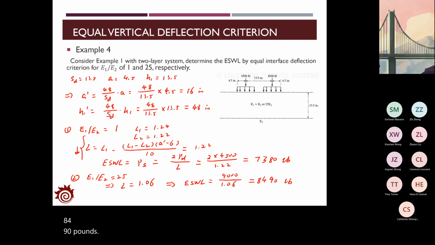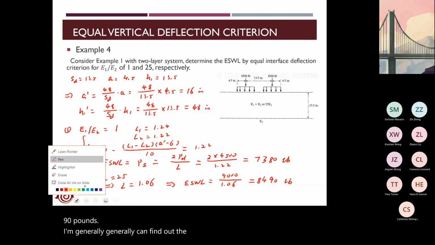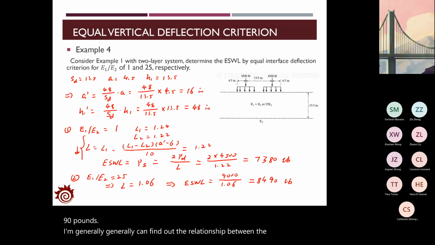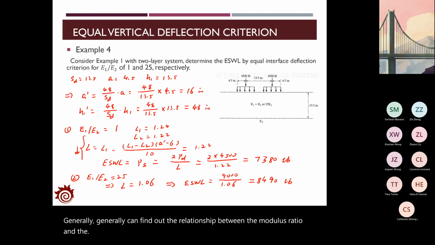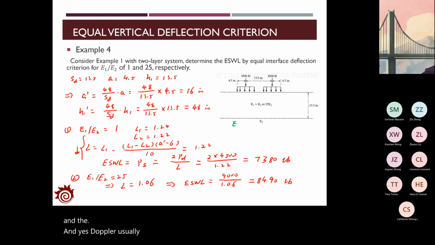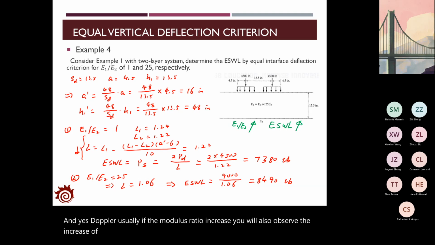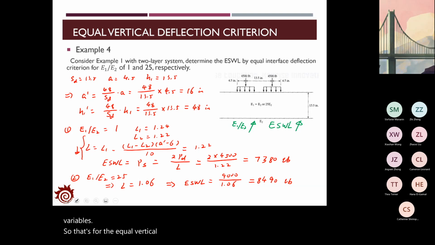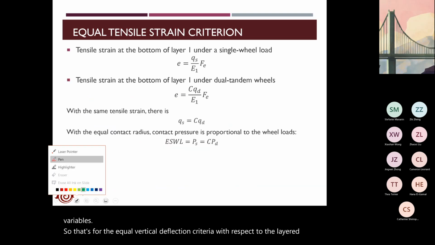Generally, you can find out the relationship between the modulus ratio and the ESWL. Usually, if the modulus ratio increases, you will also observe an increase of the equivalent single wheel load. So this is the trend between these two variables. So that's for the equal vertical deflection criterion with respect to the layered system. We also have some other criteria.